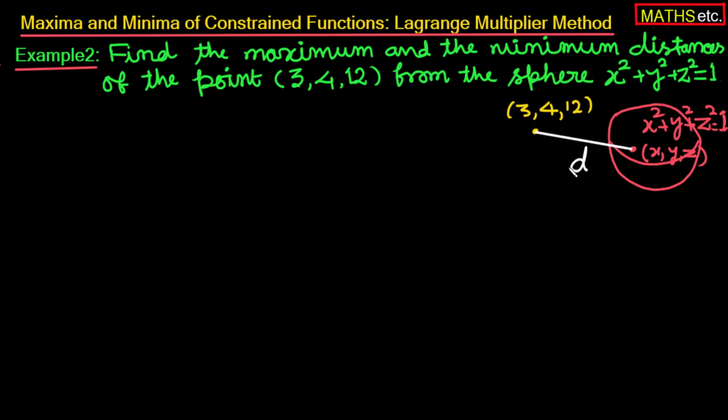So we have to maximize and minimize this function d. So d is the function, and what is the constraint? Our constraint is the sphere x squared plus y squared plus z squared equals 1, right? Now here the function is not directly given, so let us first find the function d using the distance formula. So now we are solving the problem.